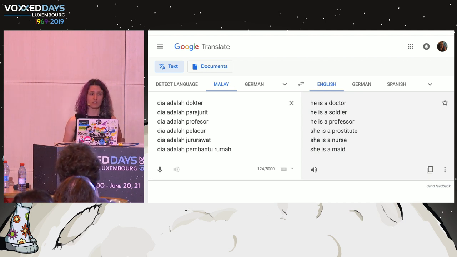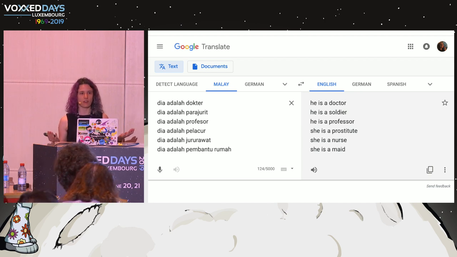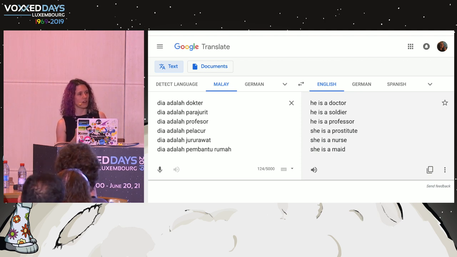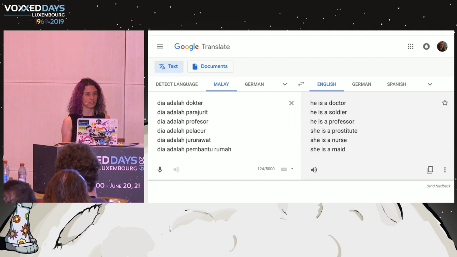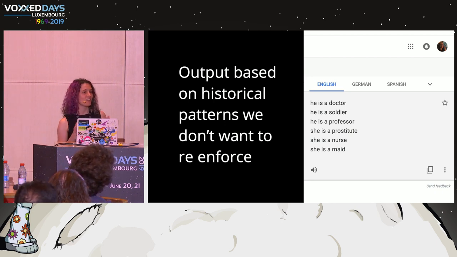But I can understand why Google Translate did this. Because if I was trying to make this algorithm, I would get all the data that I have, everything that tells me sentences in these two languages, and I would compare and contrast. And what I would probably find is more instances of he being a doctor. And that's understandable because historically that was the case. But these are historical patterns that we probably don't want to reinforce.